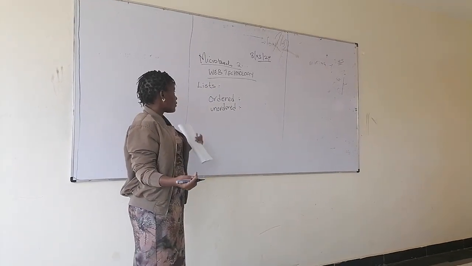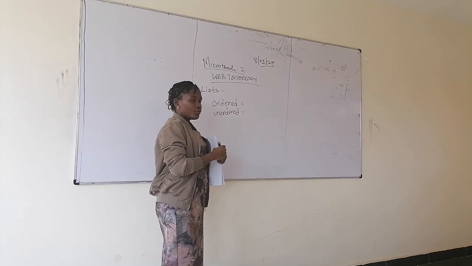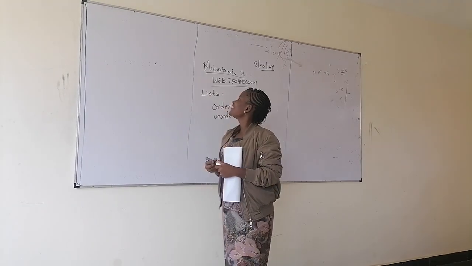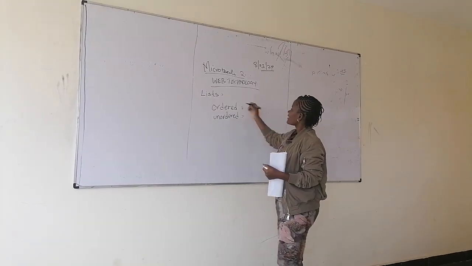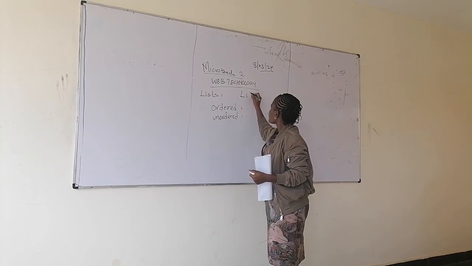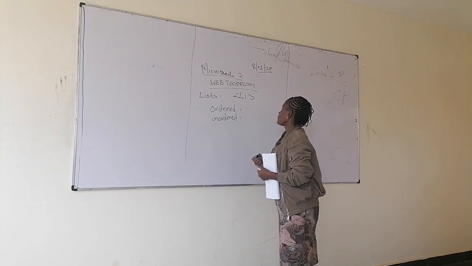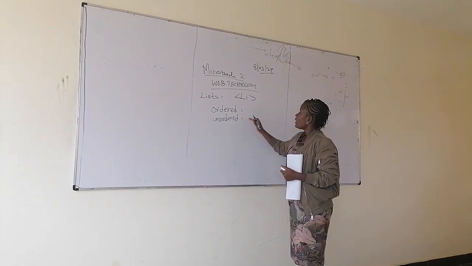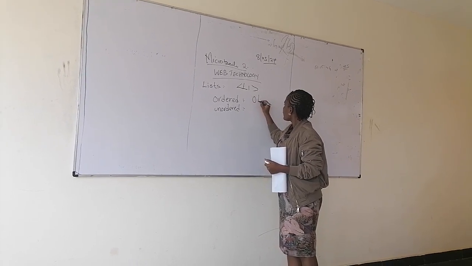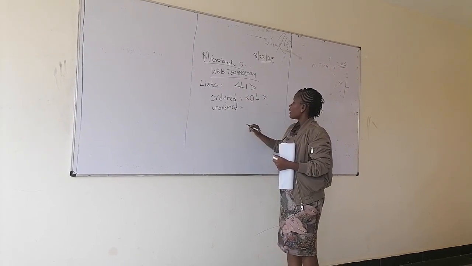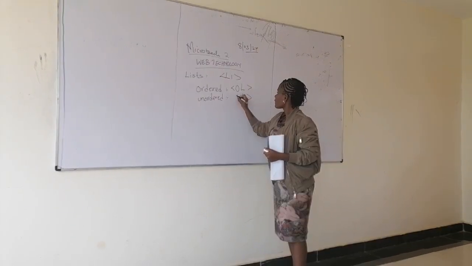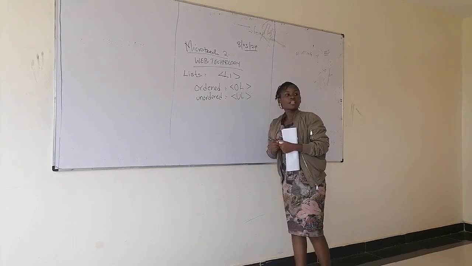So when we talk about ordered in HTML, we use tags. Are we together? Yes. So the tag used for a list item is li. Are we together? Yes. For ordered, we have OL, and for unordered, we have UL. Up to there, any question?